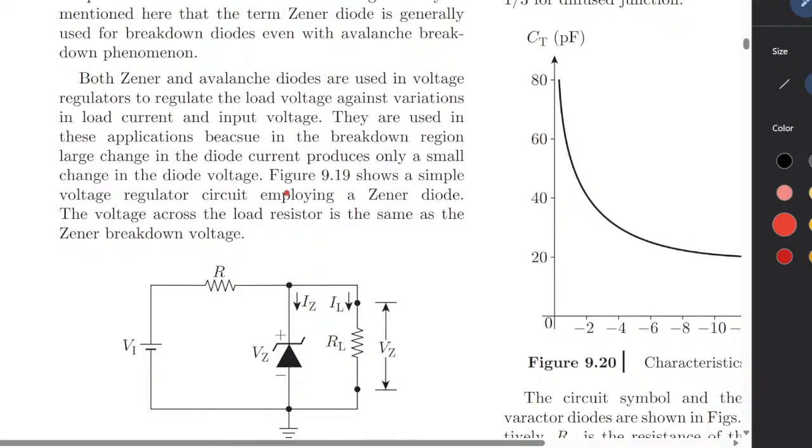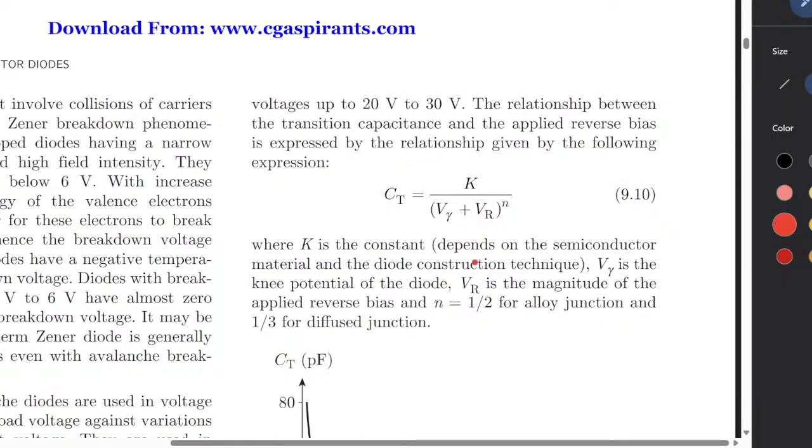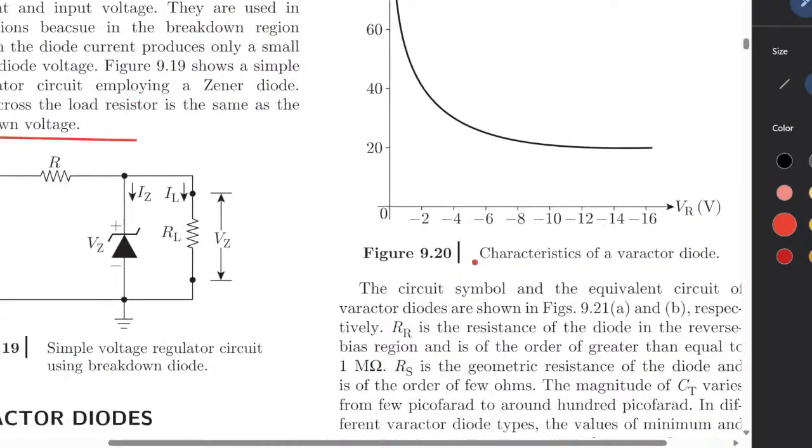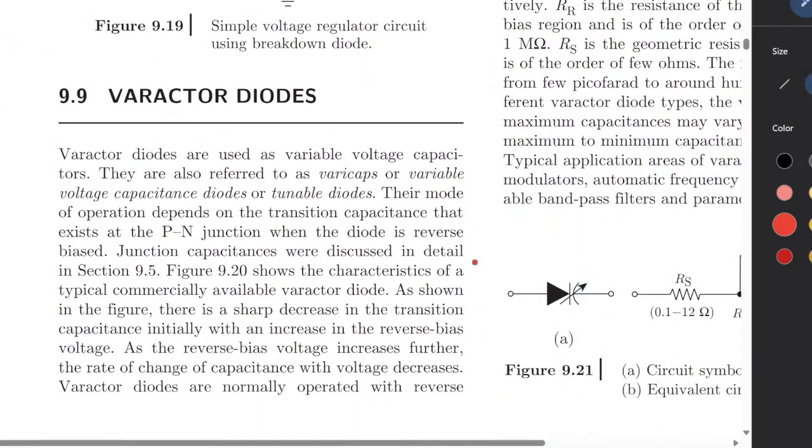The voltage across the load resistance is the same as the Zener voltage. So CT is equal to K by VR to the power n, so okay, constant. Okay, varactor diode. So what is a varactor diode used for? The variable voltage capacitor.